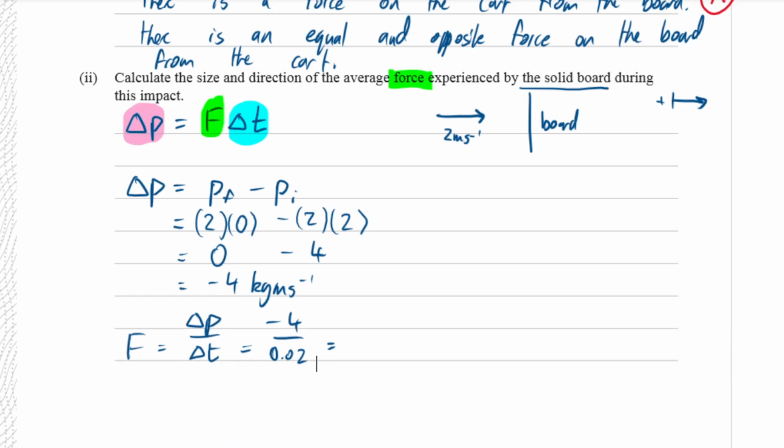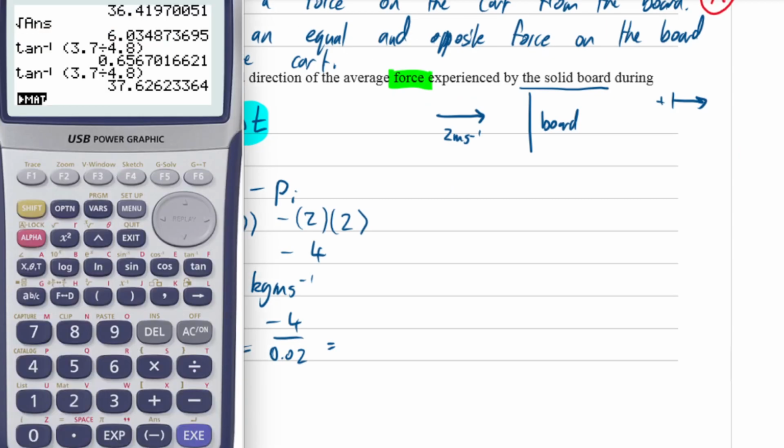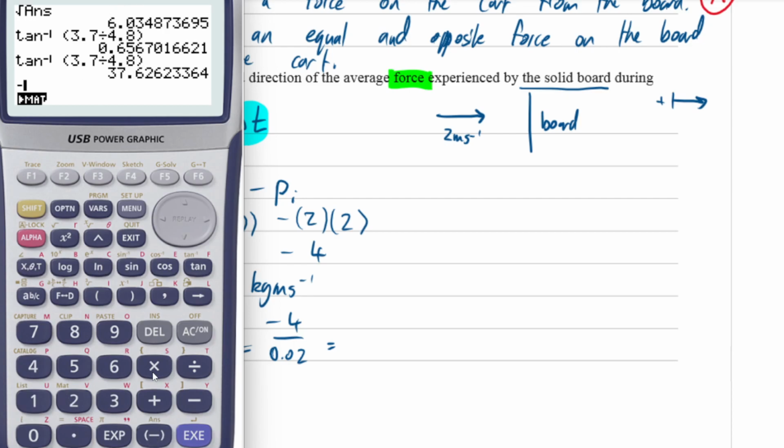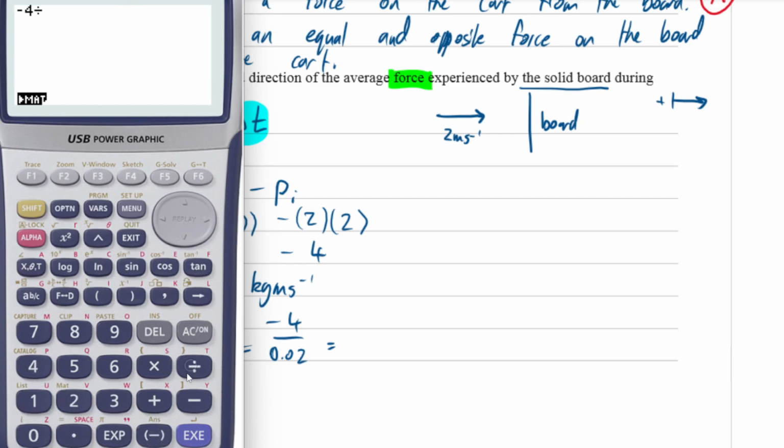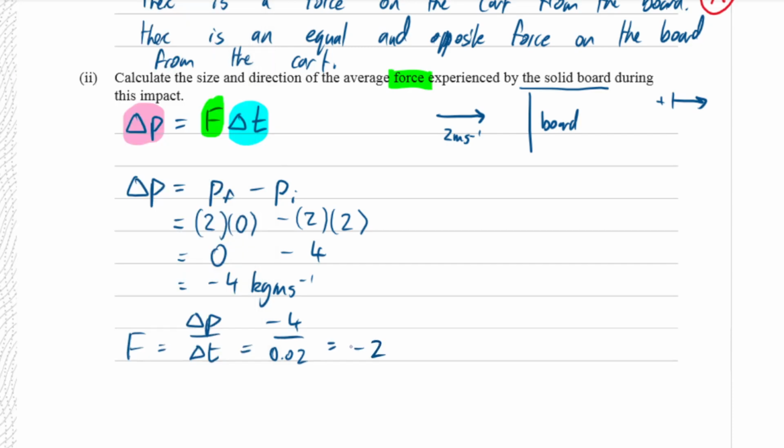which gives us negative 4 divided by 0.02, negative 200 newtons. And what does that tell us? Is that the force that the wall experiences, or the board rather, or that the cart experiences? So this is the force that the cart experiences as a result of its change in momentum.